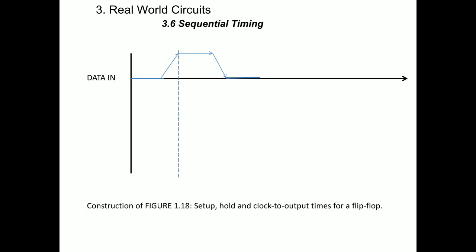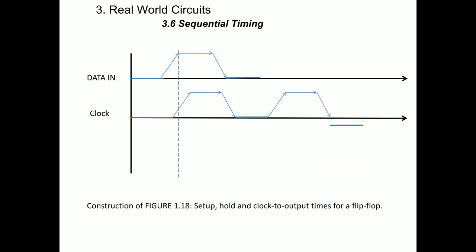What is a clock signal? It's a train of pulses, a sequence of logic 0 and logic 1 with a specified clock period. We'll construct a series of logic 0 and logic 1, a train of pulses. This is a clock signal. You can see the edges of the clock. This is the edge of the data signal.